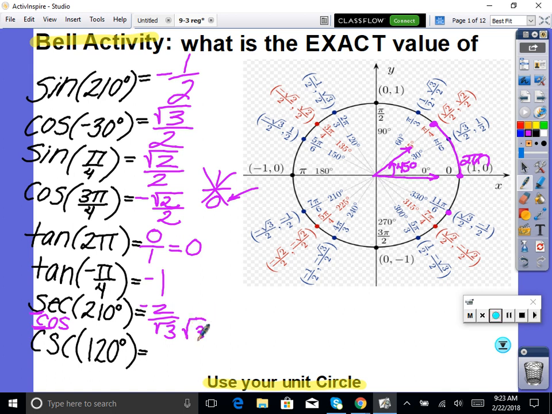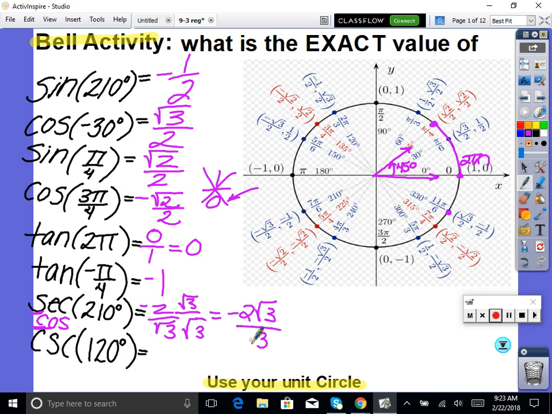So you multiply by √3 over √3, like Elise is saying. And so we get negative 2 √3/3. Who got that one right? Nice job. You got it right, you just didn't simplify your answer.